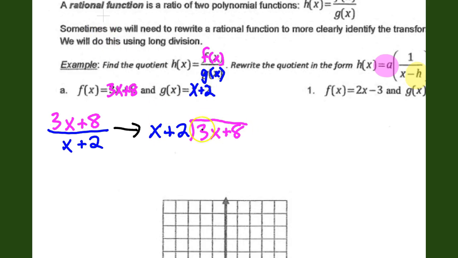So x times what gives us 3x? 3. Okay. So 3 times x is 3x, switch the sign, minus. 3 times 2 is 6, switch the sign, minus 6. And then, of course, the 3x minus 3x cancels out, and we have 8 minus 6 gives us 2.